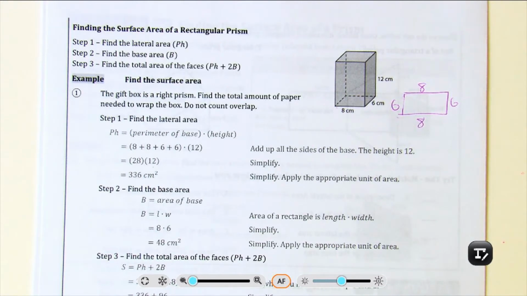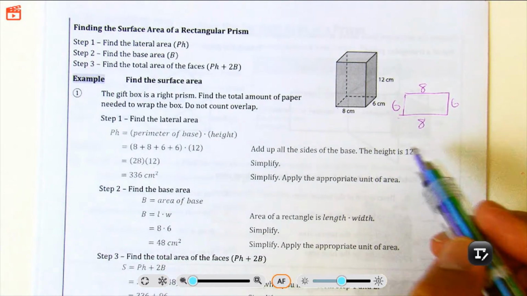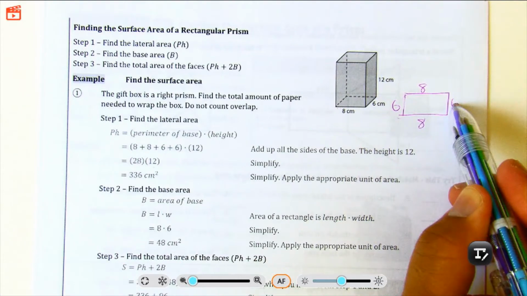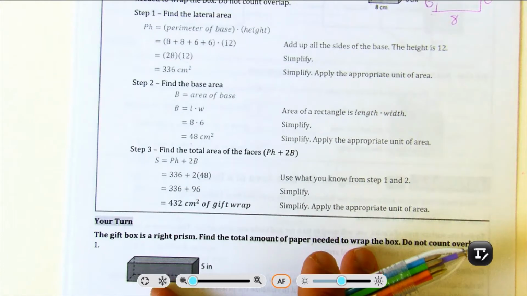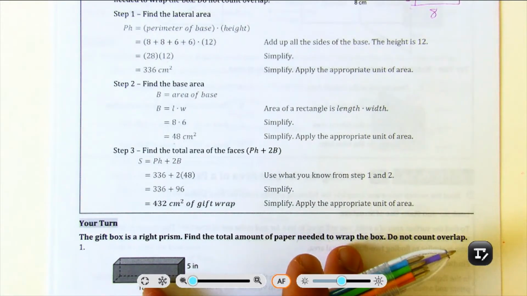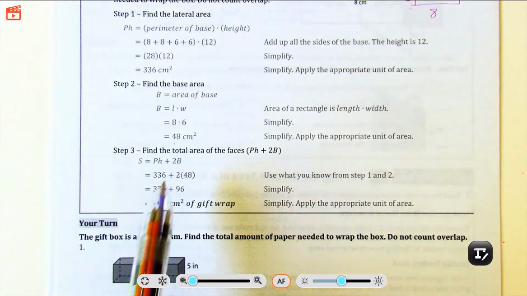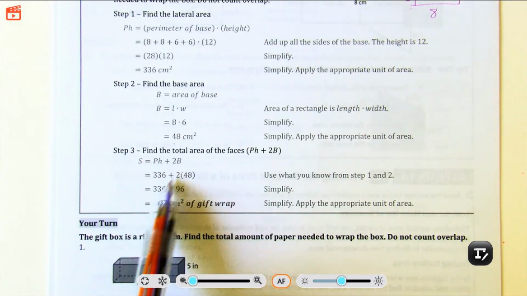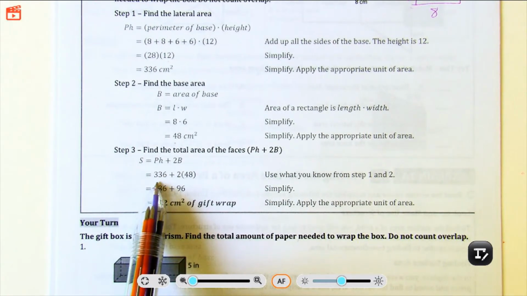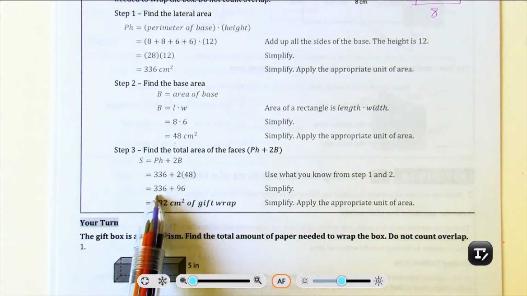Next, we need to find out what B, the area of the base, is. Now, to find the area, we multiply the length times the width. 8 times 6 is 48. So now that we have the lateral area and the area of the base, we can use this final formula. 336 plus 2 times the area of the base, 2 times 48, is 336 plus 96, and that is 432.